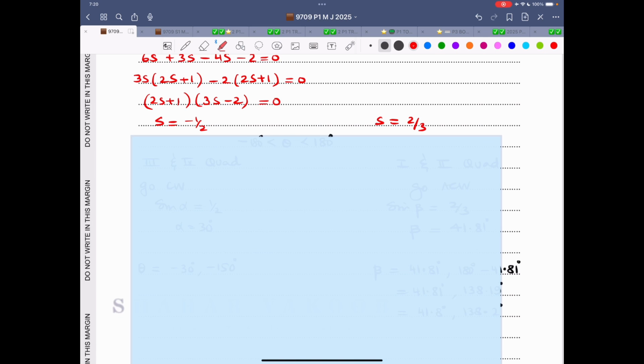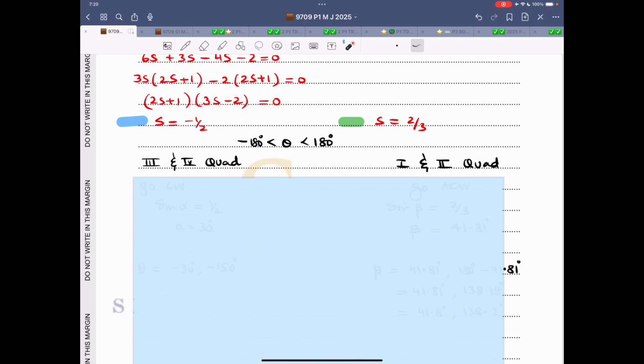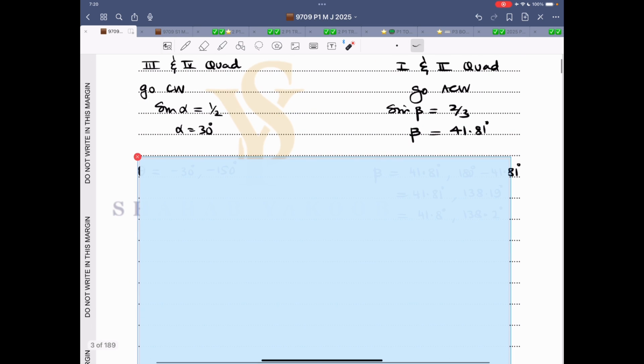Let me grab a highlighter. Now sine equals negative half, that's one thing, and the other one is sine equals 2/3. When sine is negative, we are talking about the third and fourth quadrant. When sine is positive, we are talking about the first and second quadrant. Now it's the same basic working: when it's about third and fourth, we have to go clockwise. The basic angle is calculated with a positive ratio, that is 30 degrees. And for the first and second quadrant, go anti-clockwise. The basic angle is this much.